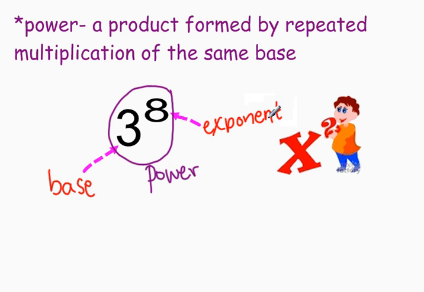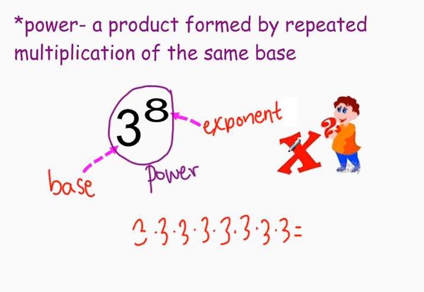Some people use these two words interchangeably. They say power or they say exponent, but they mean the same thing. But what this means is that this base, 3, is being repeatedly multiplied a total of 8 times. So there's 1, 2, 3, 4, 5, 6, 7, 8.